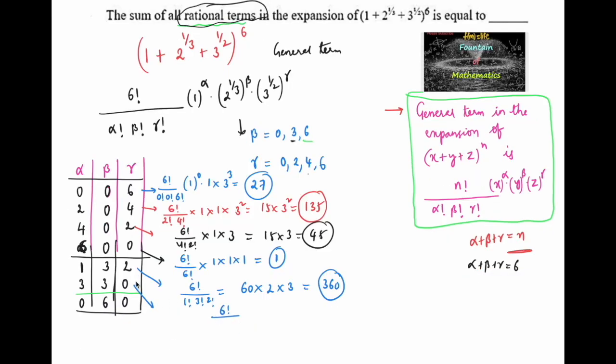6 factorial upon the next one, which is 3 factorial into 3 factorial, into 1, and here 2 into 3 to the power of 0, which is 1. So 6 factorial upon 3 factorial into 3 factorial will give 20. 20 into 2 is equal to 40. And the last one, 6 factorial upon 6 factorial into 1 into 2 power 1 by 3 whole power 6, that is 2 square, that is 4, into again 1. So 6 factorial by 6 factorial is 1 into 4, which is 4.